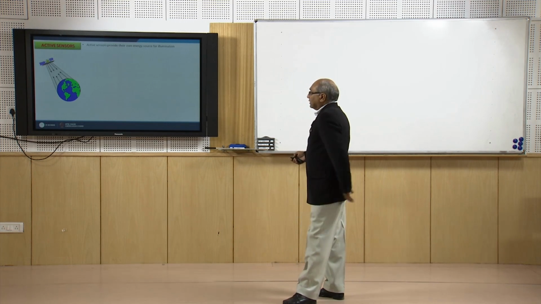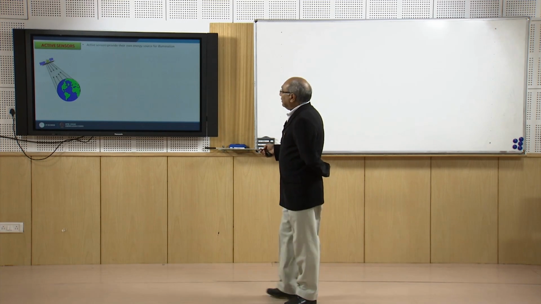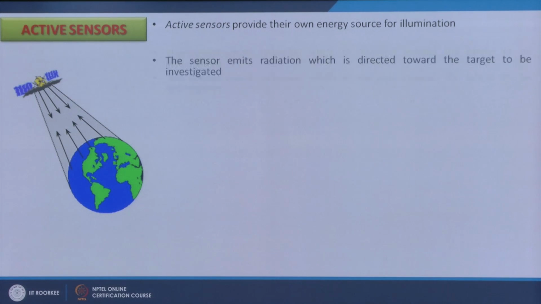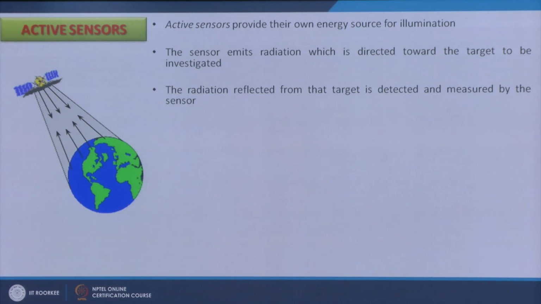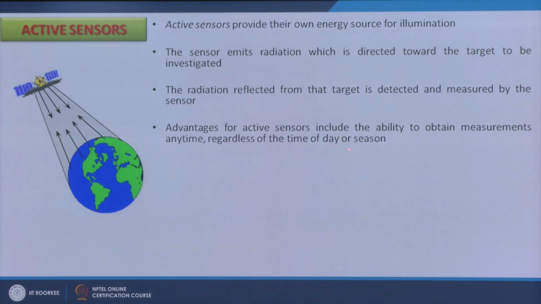Whereas active sensors provide their own energy, as mentioned earlier; they have their own source of energy. They send the energy pulse, so the sensor emits radiation which is directed towards the target to be investigated, and these are also called ranging devices. The radiation reflected from that target, the return beam, is detected and measured by the sensor. That is why they are called ranging devices.